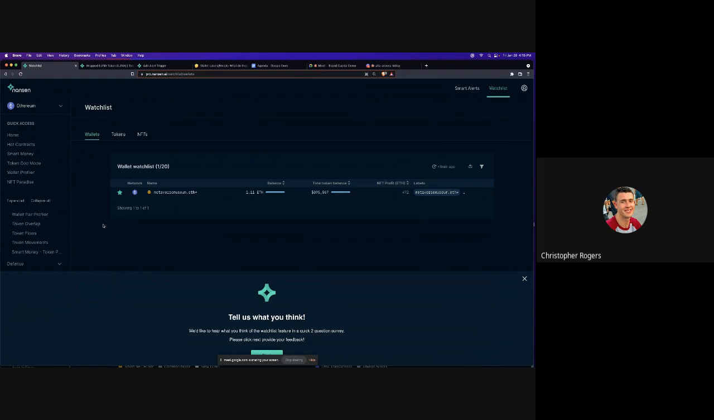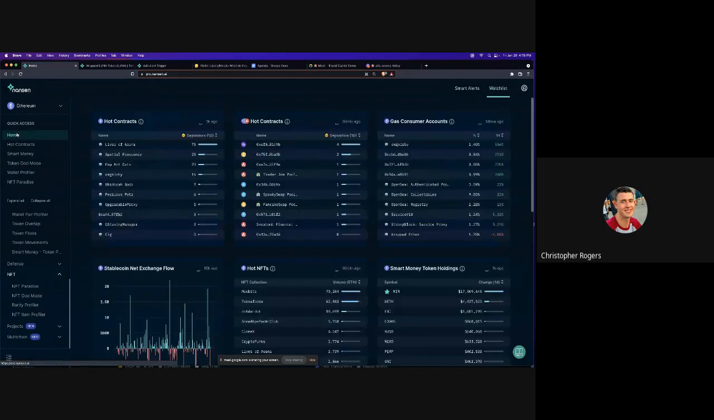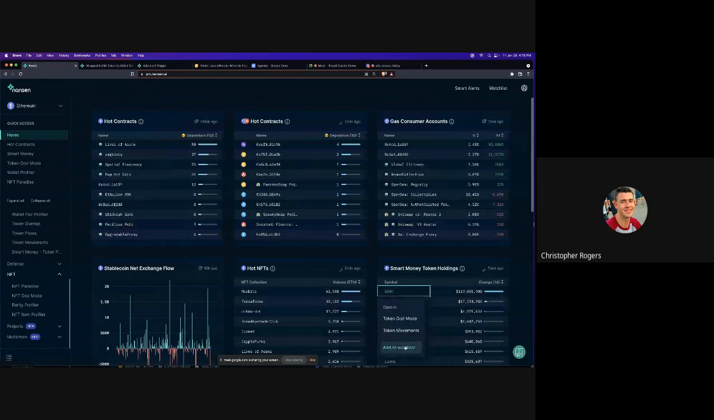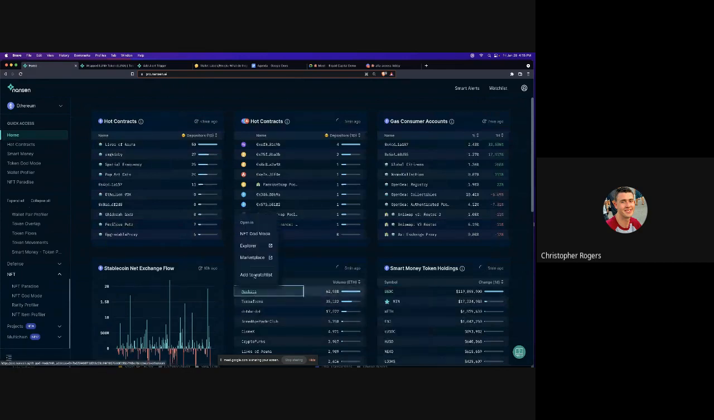And then if you're a standard subscriber, you're limited to 3 alerts. You can toggle your alerts based upon your watch list and whatever information you may find on the day. And if you ever want to add something to your watch list, you can come from any dashboard, right click and then add to watch list. You can do that for tokens, NFTs, and wallets.